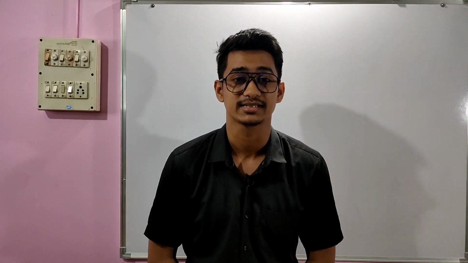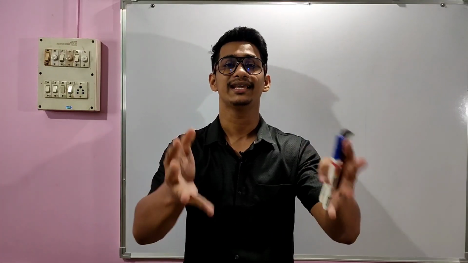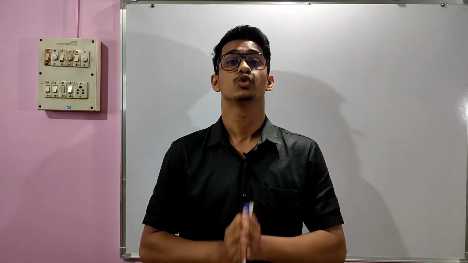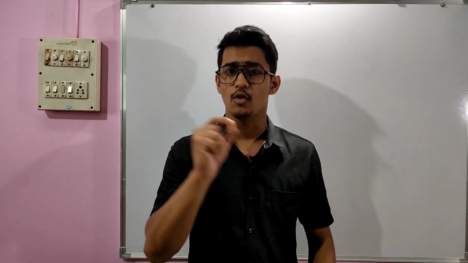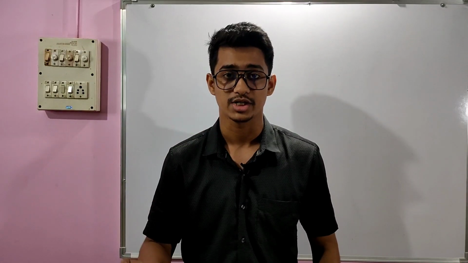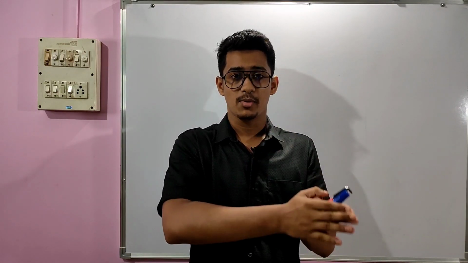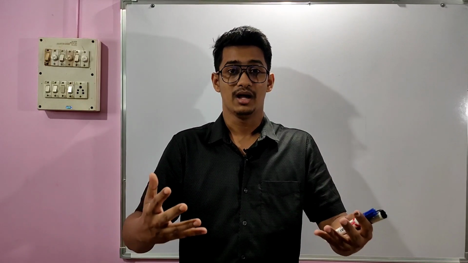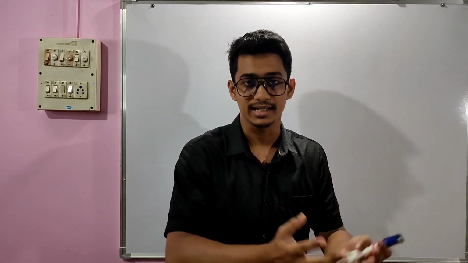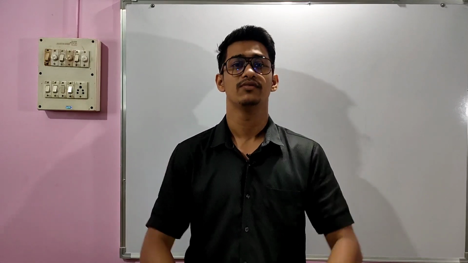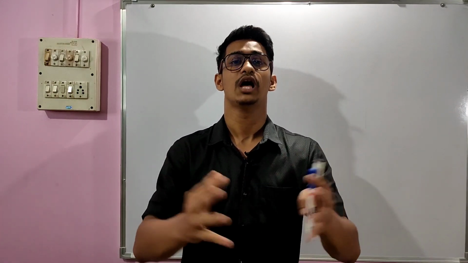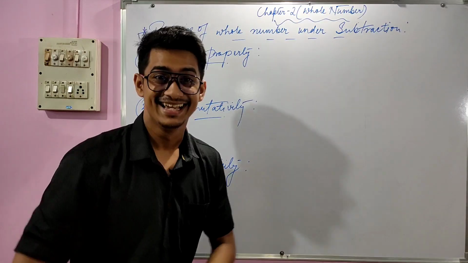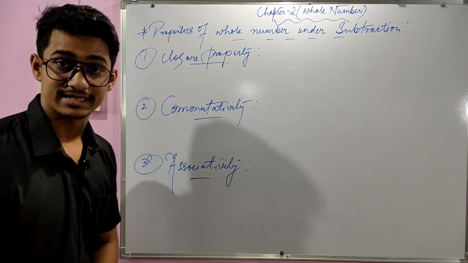I have already completed exercise 2A, 2B, 2C and the key concepts of whole numbers. Today's topic is the properties of whole numbers under subtraction. So what are the properties that I am going to discuss with you? They are the closure property, commutative property, associative property, and zero element. How do the whole numbers respond against subtraction? Today we are going to find out all such things along with exercise 2D. So without wasting any time, let's start. These are the properties that we have to discuss in today's session.